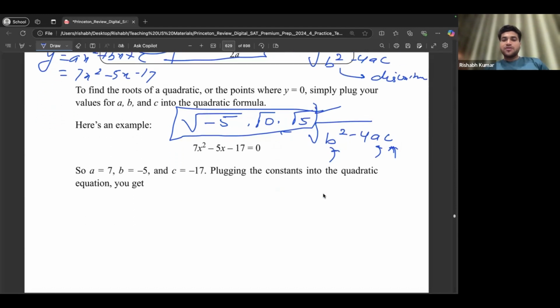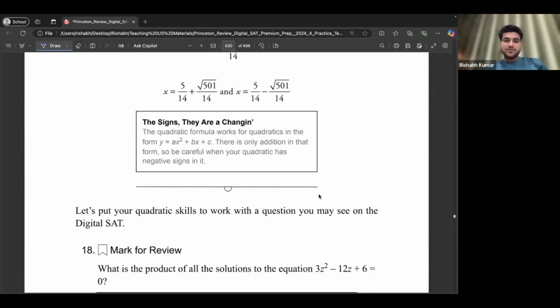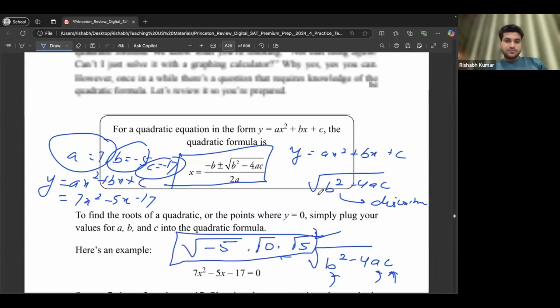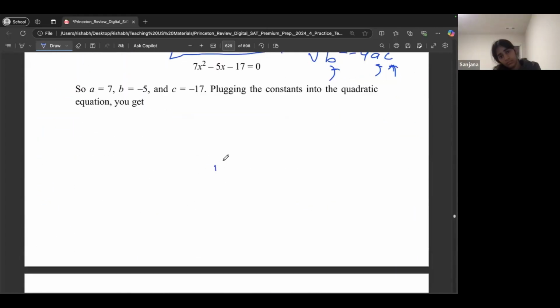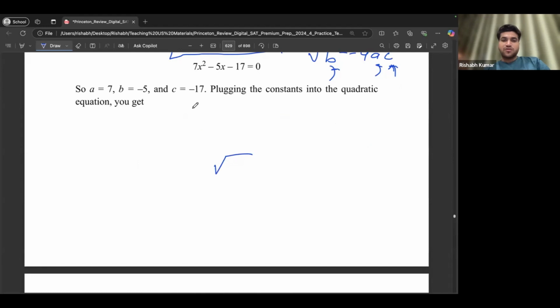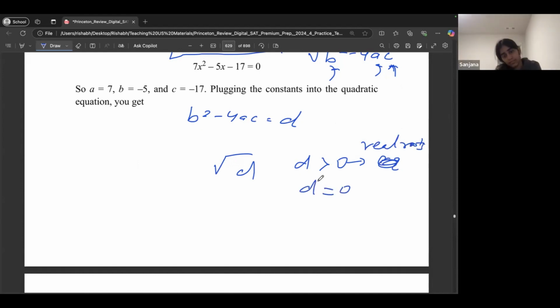So depending upon this value, we can have three kinds of solutions also. Let's say we call b square minus 4ac as d. Depending upon the d values, if d is greater than 0, then we have real roots. Do you know this? If d is equal to 0, you don't know about this now? No. Okay, let's see.